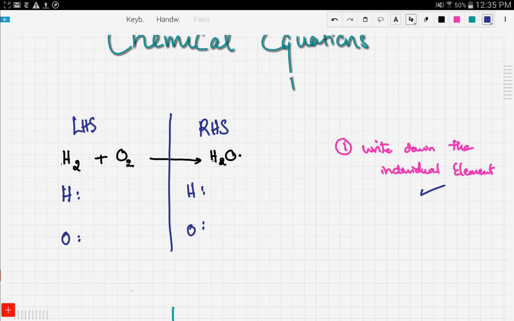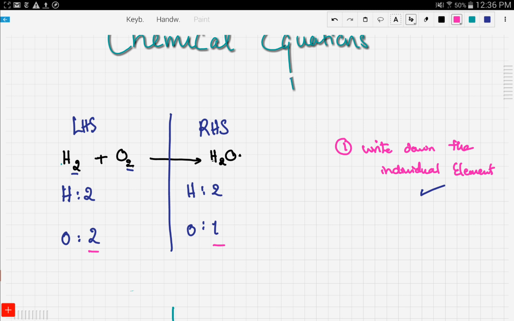Now let's see. Here we have two atoms of hydrogen. The subscript indicates that there are two. And here also we have two oxygens. On the right hand side we have also two hydrogens and one oxygen. Now you see here the oxygens are not balanced. Here there's a 2, here there's a 1. We need to balance this and solve this problem.